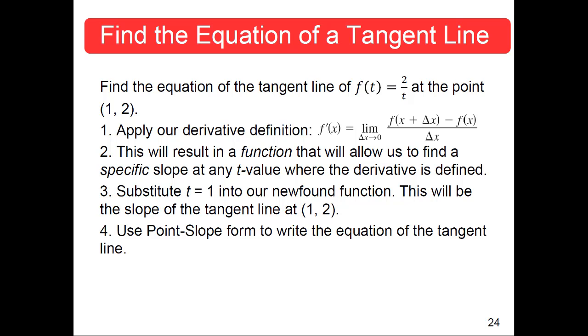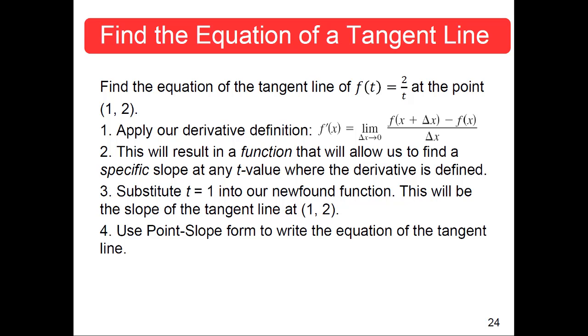Let's look at another example. We want to find the equation of the tangent line where f of t equals 2 over t at the point 1, 2. So we can apply our limit definition. Now notice, we only want the slope at one specific point, so we have an option. We can actually use the alternative limit definition if we want to, or we can use the regular limit definition and find a derivative function if we so choose.